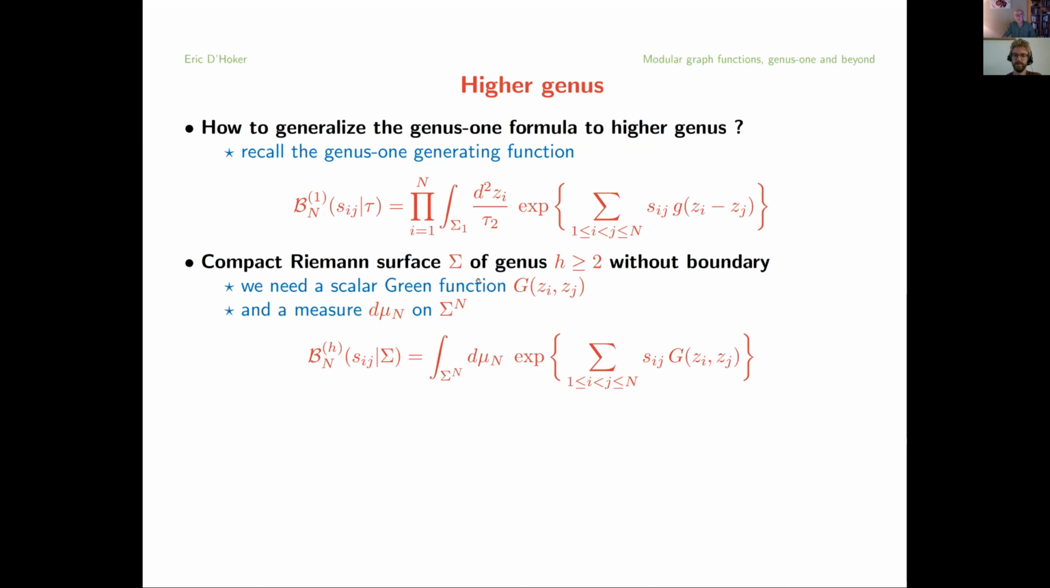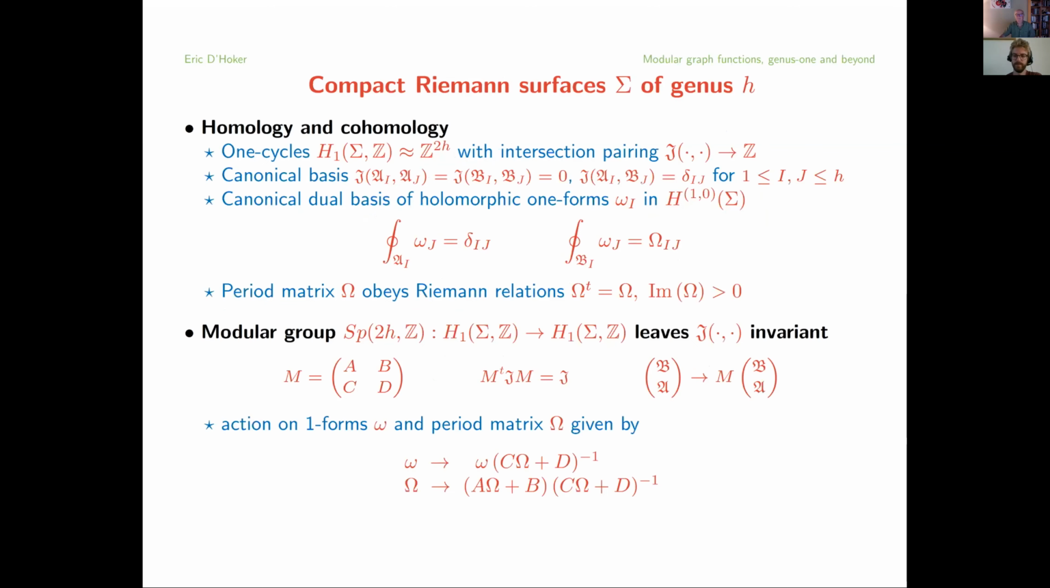So consider a compact Riemann surface sigma of genus h larger or equal to 2 without boundary. So what do we need? Well, we need a Green's function and we need a measure on n copies of the surface. So in other words, a natural guess is to write down this expression where G is to be found and also the measure is to be identified. So you're all very familiar with genus 1, perhaps slightly less with higher genus. So let me briefly review what I need.